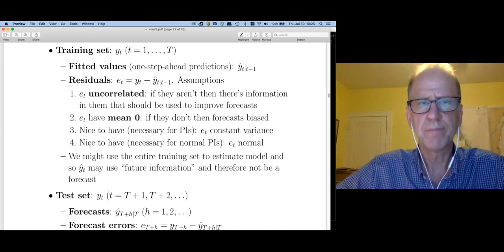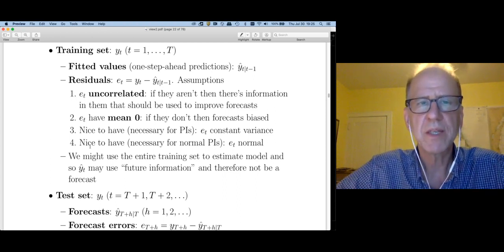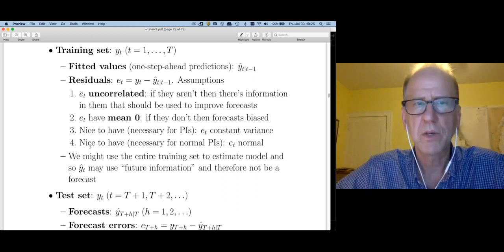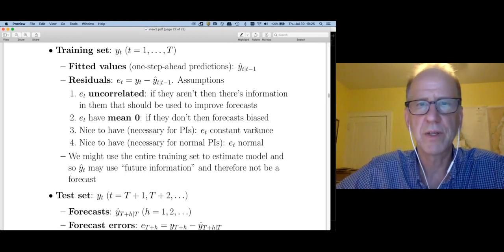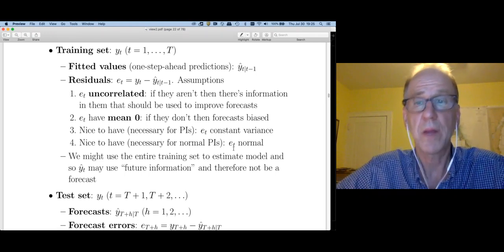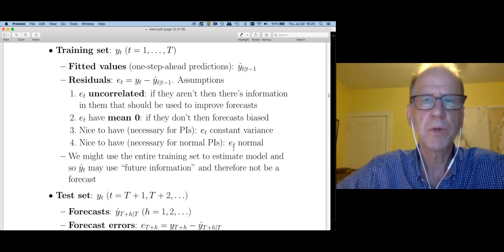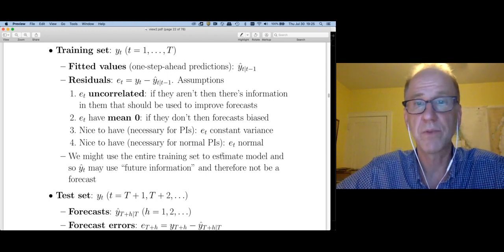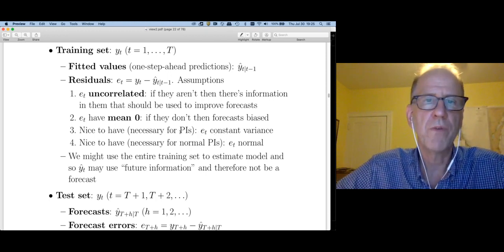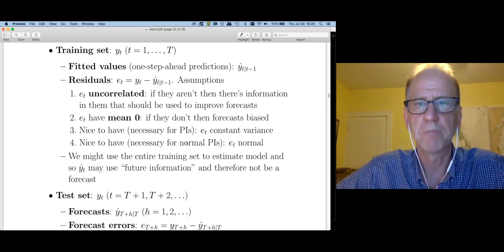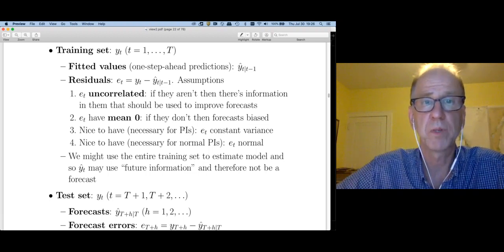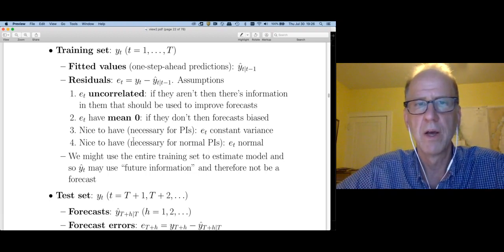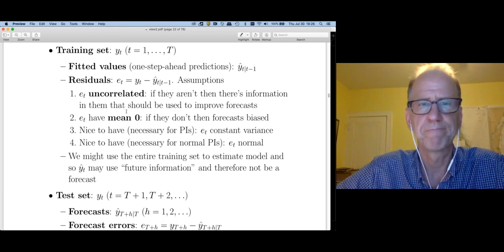Now, there are two other assumptions that we sometimes need and sometimes don't. The first one is that we have constant variance. The second one is that the errors are normal. If we're going to be computing prediction intervals, we need a normal distribution, and we kind of need the constant variance for that. But if all we're doing is making a forecast, these are not really necessary with most of the methods that we're going to be studying. So I've called them nice to have, whereas the first two are really important.